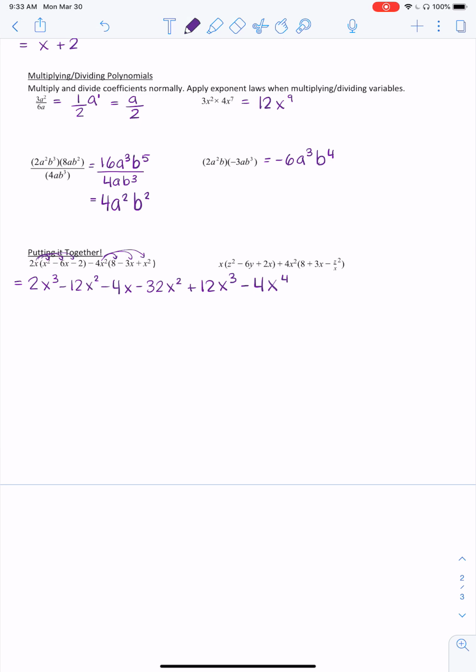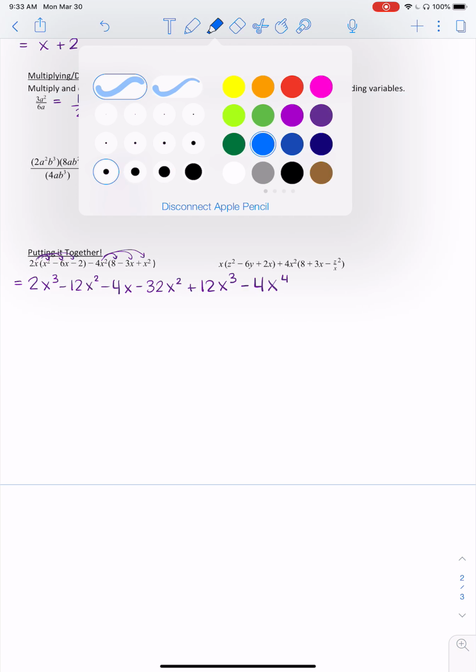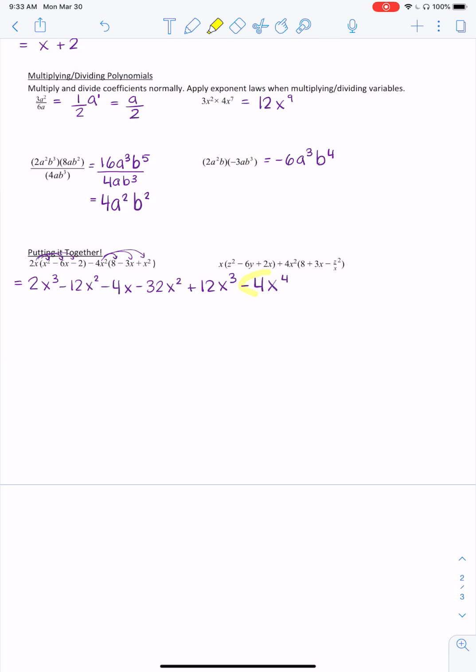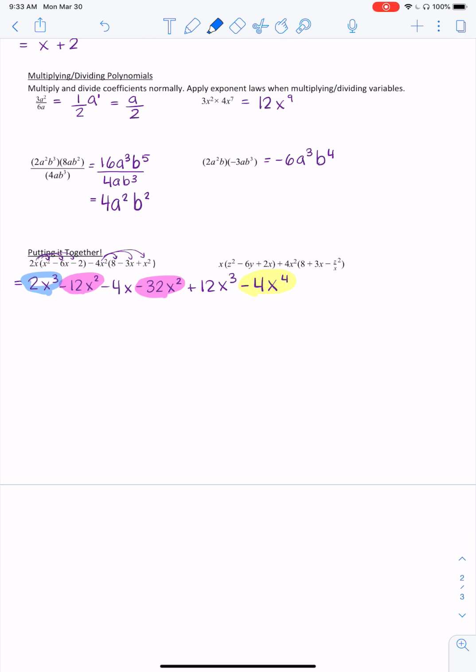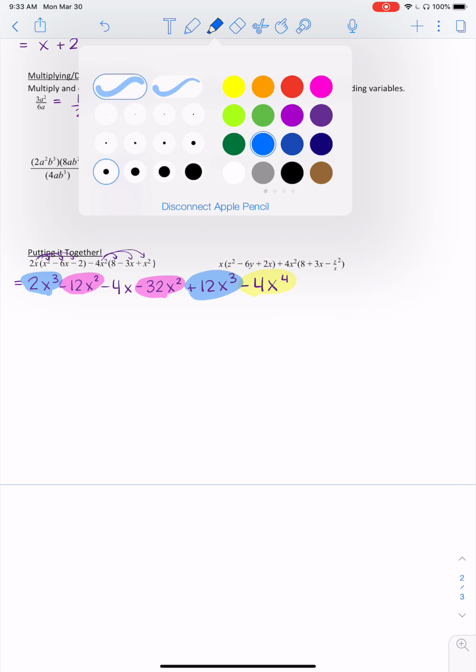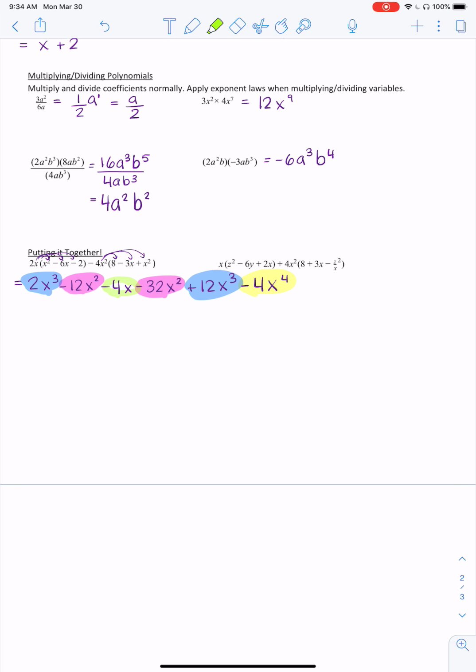So the next thing we want to do is we want to find some like terms. So I'm going to start with my biggest one, x to the 4. And then I'll look for my x to the power of 2's. Then my x to the power of 3's. And finally, my plain x's here. So now what I'm going to do is I'm going to write them in order from largest to smallest.